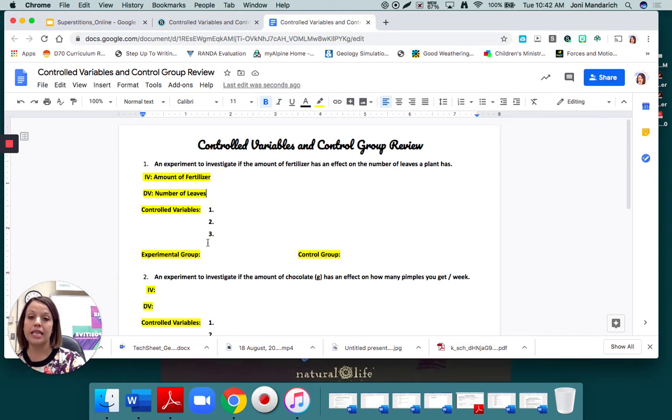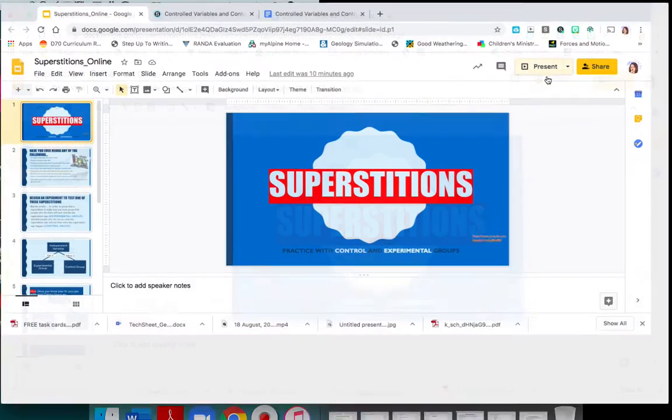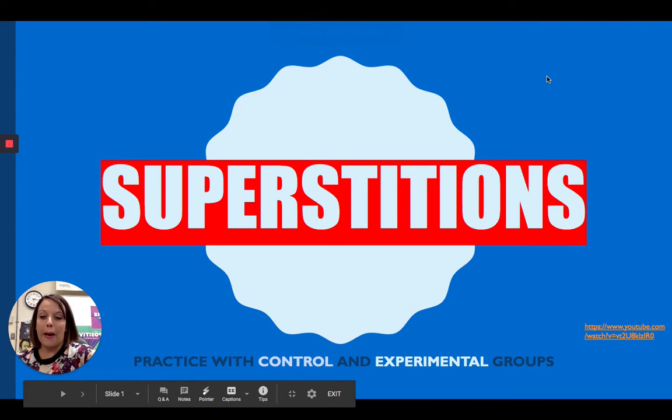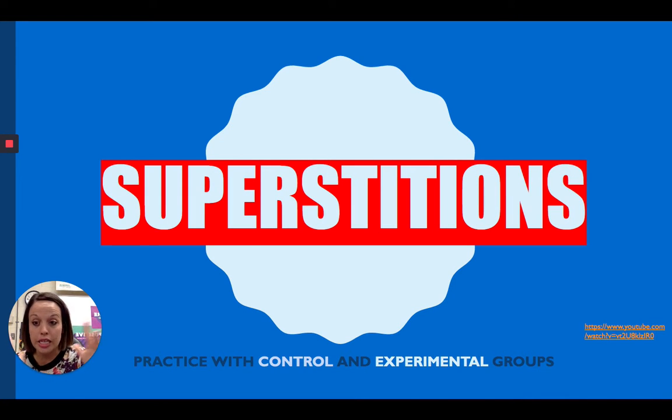What we're adding today is controlled variables and then finding our experimental group and our control group. So I'm going to come back to this worksheet at the end and show you how it's done. But first, we need to know what is a controlled variable and what's an experimental and a control group. So let's hop over here to this little slides presentation I put together for you. And it actually has a fun little topic in it, superstitions.